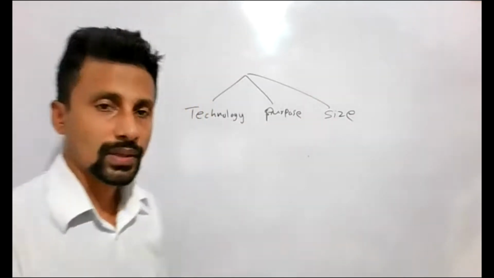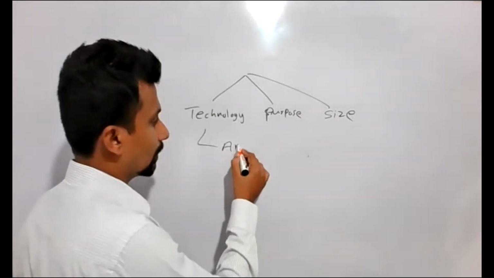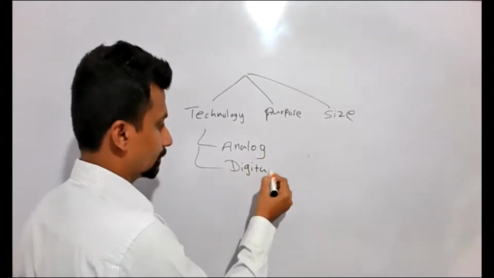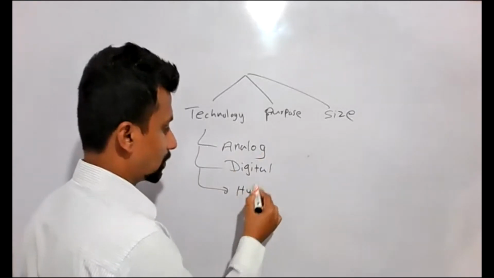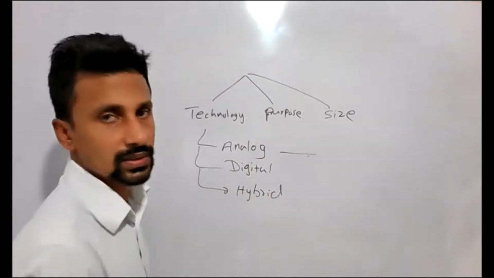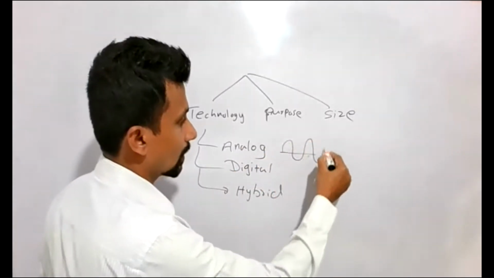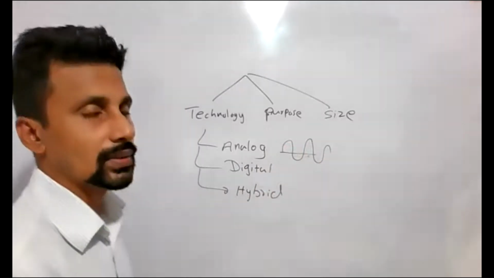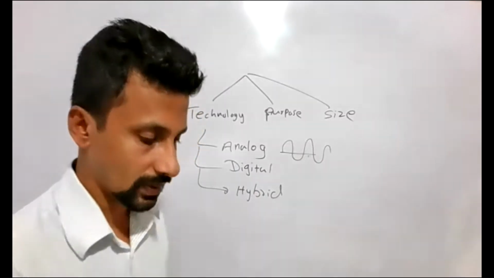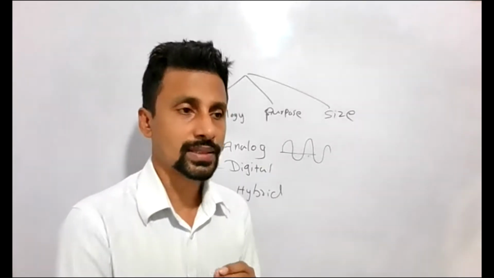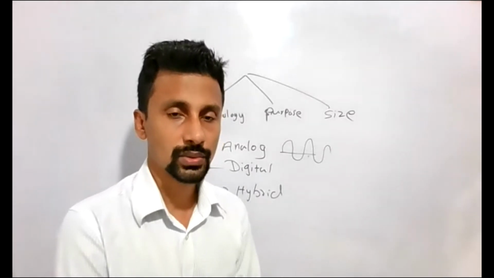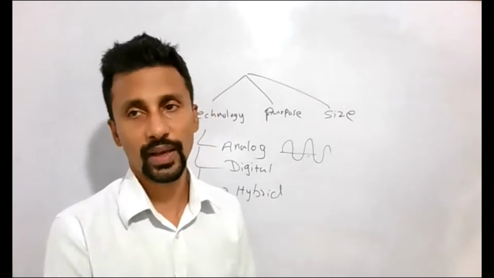These are the 3 categorization of the computer: according to technology, according to purpose, and according to size, right? When you consider technology, we have analog computers, digital computers, and hybrid also there. Now, analog computers means if I draw the analog signal, it looks like this. So these are called continuous data. If your computer is using continuous data, that is called an analog computer. If you take thermometers, pressure meters, they are using analog signals. So those are called analog computers. So it's a computing device, right?